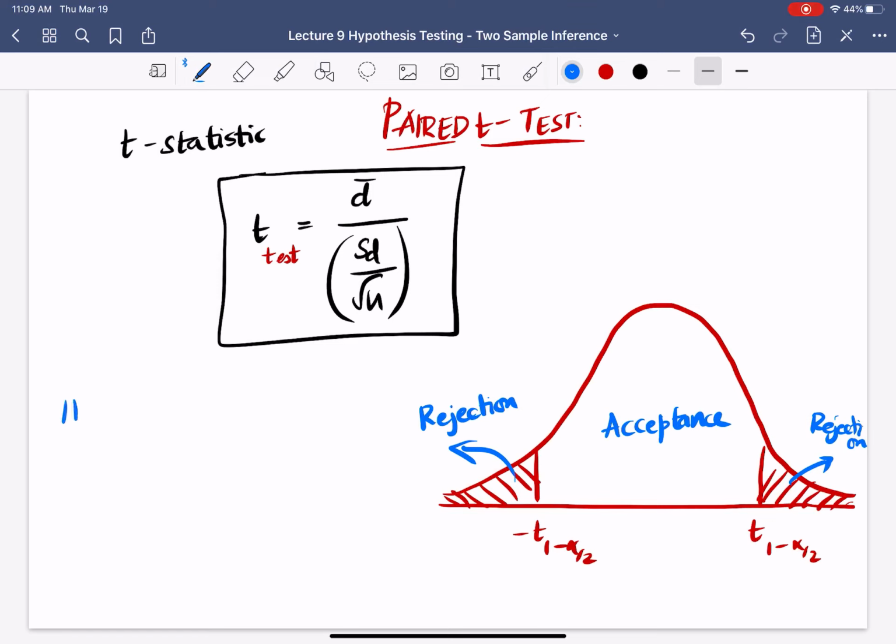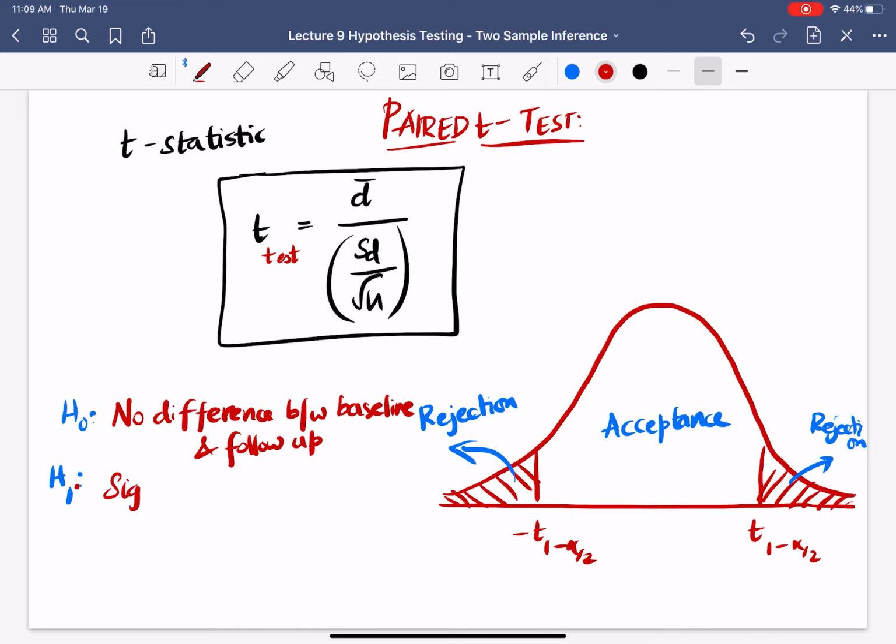So here H0 and H1. H0 says that there is no difference between baseline and follow-up. H1 says that there is a significant difference between the baseline and the follow-up values.